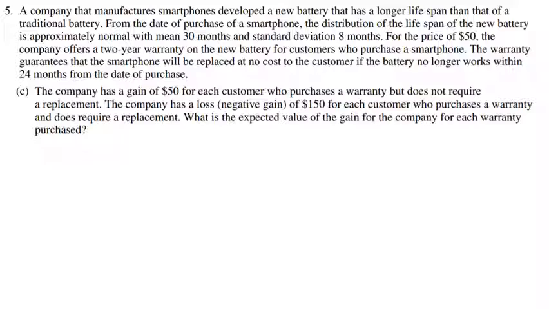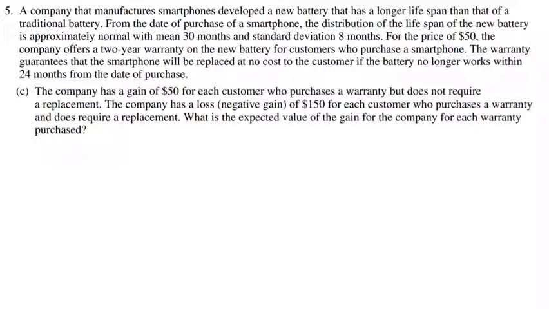All right, part C. The company has a gain of $50 for each customer who purchases a warranty but does not require a replacement. So they charge $50 for each warranty. For the people who actually need a new battery because it has stopped working within 24 months, of course, the company is going to lose money. So the company has a loss or a negative gain of $150 for each customer who purchases a warranty and does require a replacement.